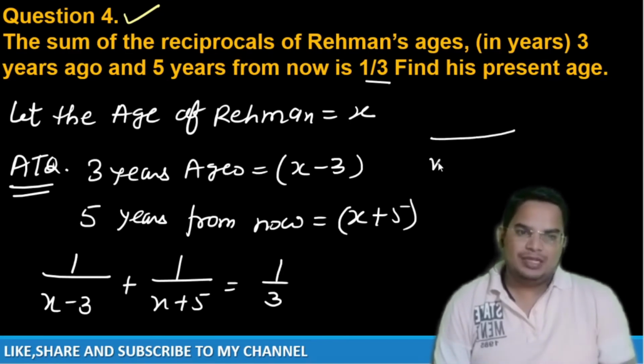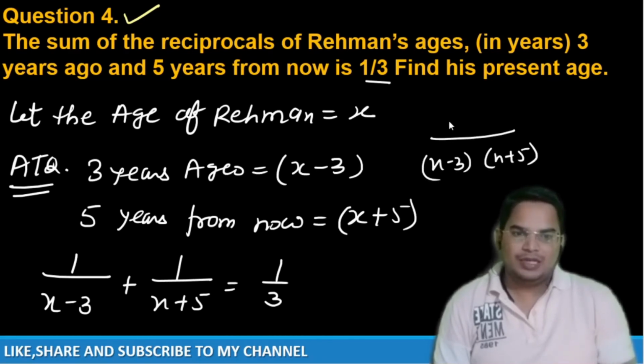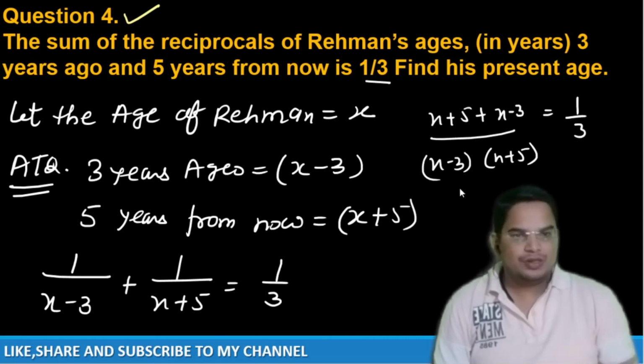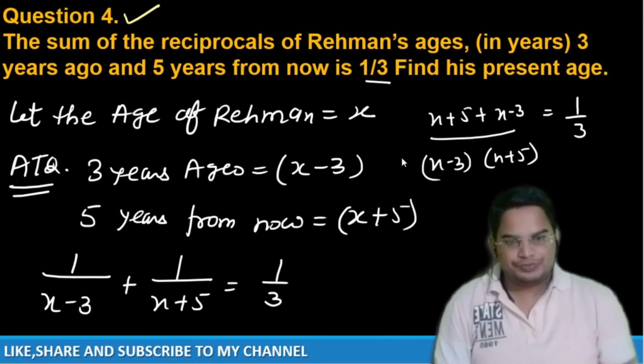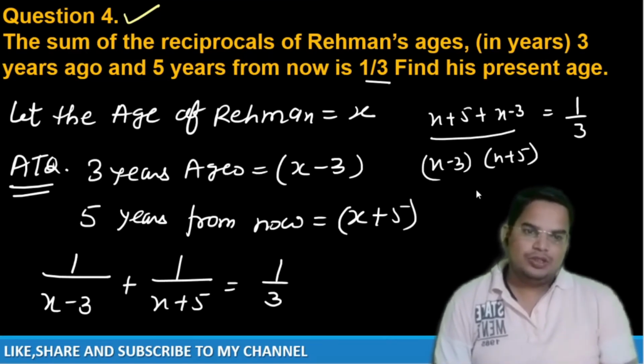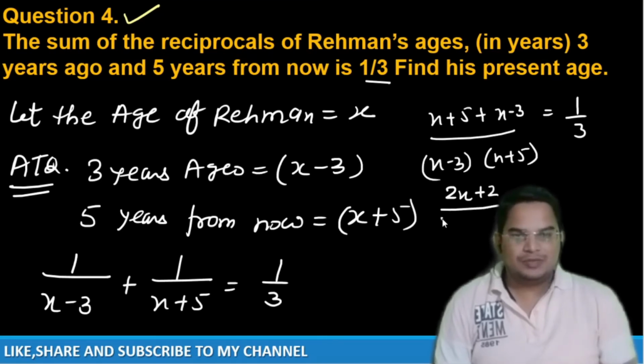सबसे पहले मल्टीप्लाई कर लीजिए. This is the x minus 3, this is the x plus 5. क्रॉस मल्टीप्लाई करेंगे, ये हो गया x plus 5 plus x minus 3 is equal to 1/3. ठीक है. So after this do a little bit more multiplication and what I will get, look at this. Here I will get x plus x, it becomes 2x, 5 minus 3 it is plus 2, and here x minus 3 times x plus 5 is equal to 1/3.